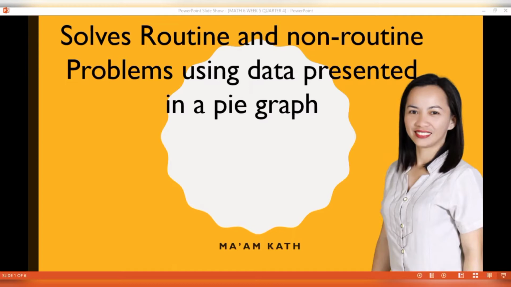So today, we're going to discuss how to solve routine and non-routine problems using data presented in a pie graph. Last week, we had how to construct a pie graph. Ngayon naman, paano natin isa-solve o paano natin sasagutan ang mga questions tungkol sa isang pie graph or sa mga data na nasa pie graph.